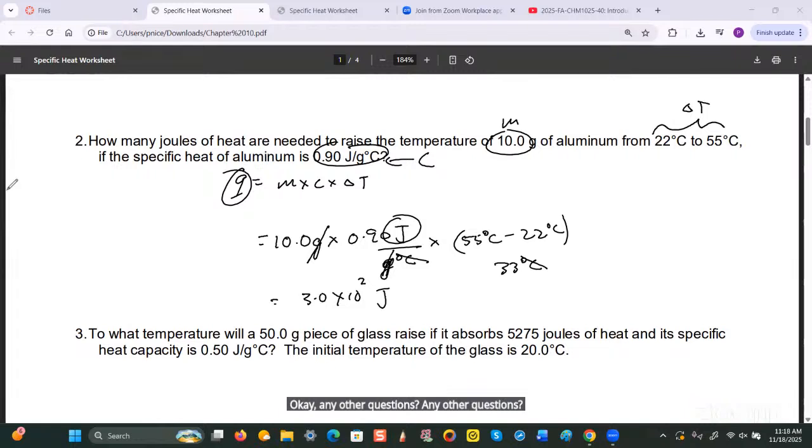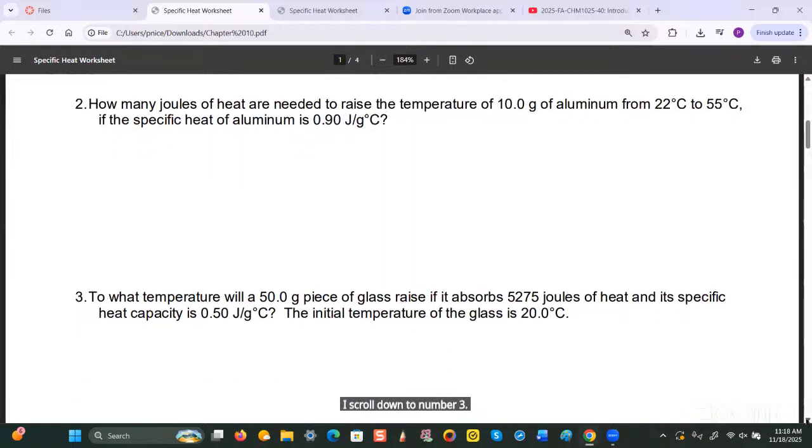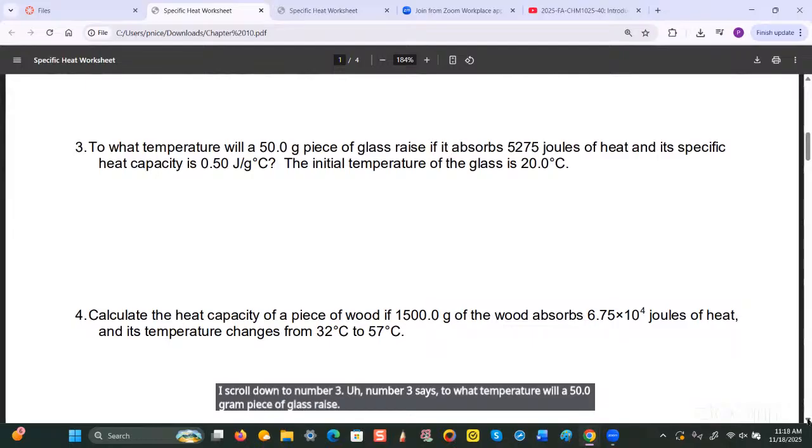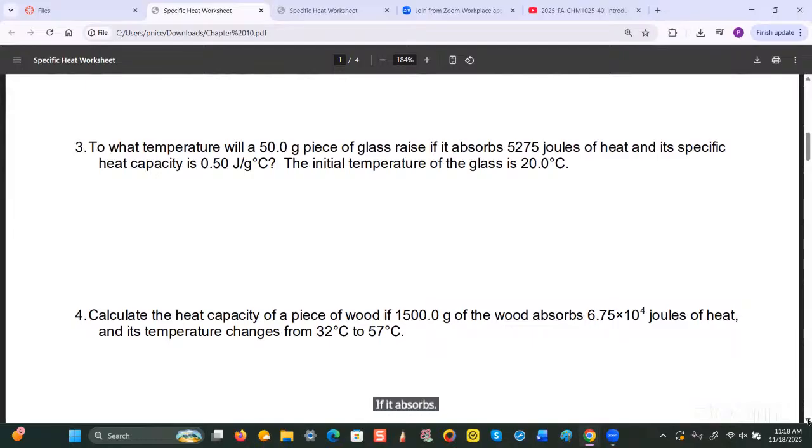All right, so let me clear this here and scroll down to number 3. And number 3 says, to what temperature will a 50.0 gram piece of glass raise if it absorbs 5,275 joules of heat, and the specific heat is 0.50 joules per gram degree Celsius. And it says also that the initial temperature of the glass is 20.0 degrees Celsius.